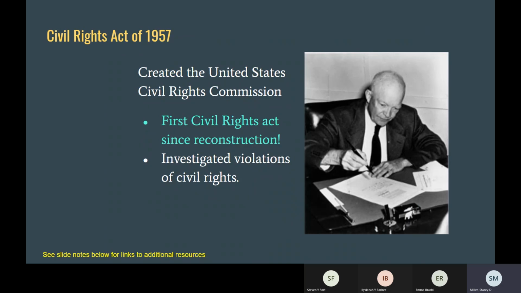So following that, the Civil Rights Act of 1957 created the United States Civil Rights Commission, the first Civil Rights Act since Reconstruction. So we're seeing more legislation, more delegalization of racism in many ways. We also see the introduction of investigations into violations of civil rights.